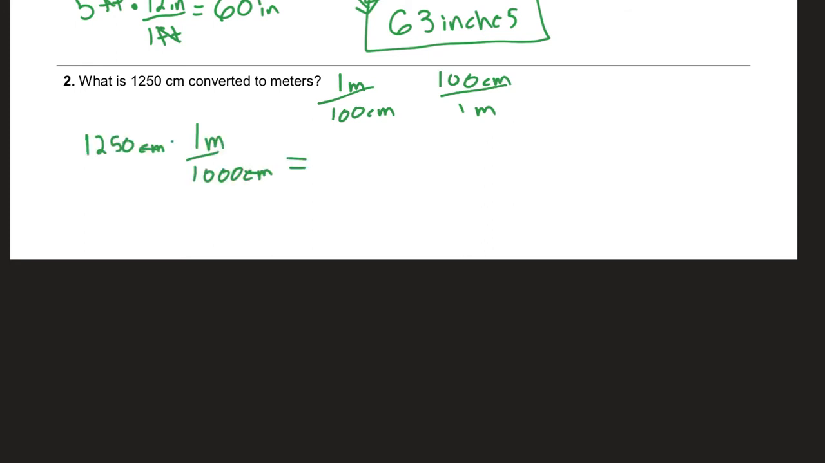So in this case, I'm going to divide by 100. I wrote 1,000 here on accident. Divide by 100. So if I divide 1250 by 100, that's going to be 12.5 meters. And that should make sense because there's 100 centimeters in a meter. Going from a smaller unit of measure to a larger unit of measure, that's why I would divide. So just knowing when you divide or when you multiply.